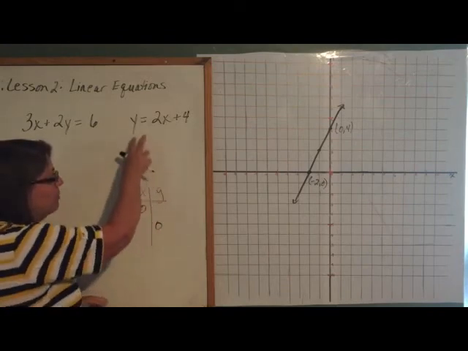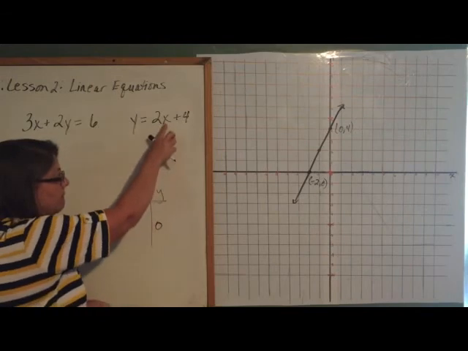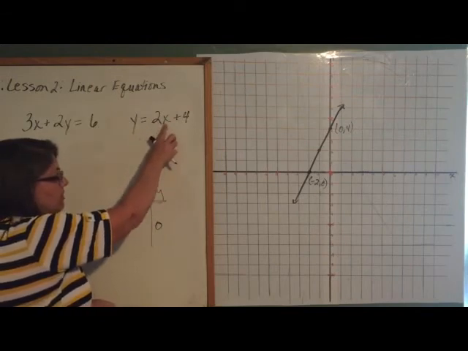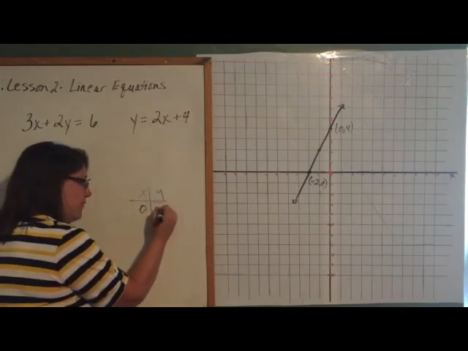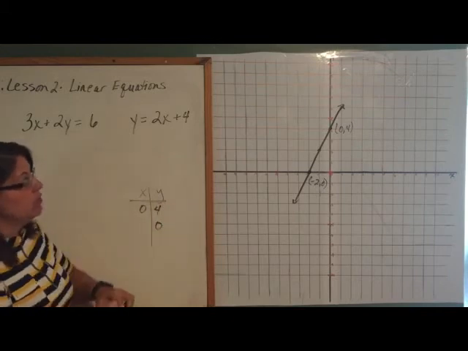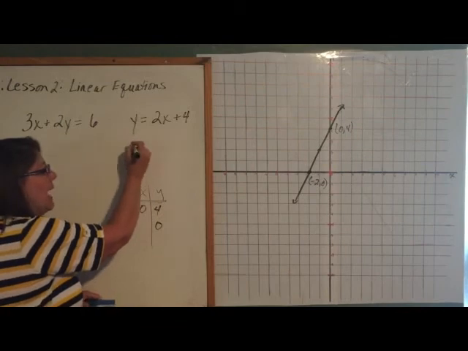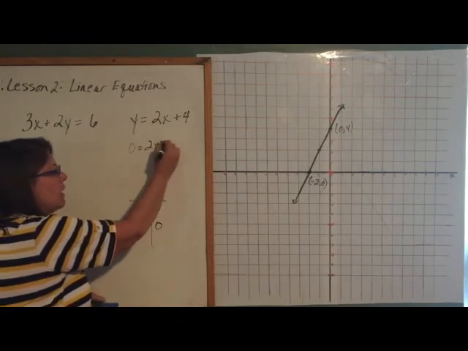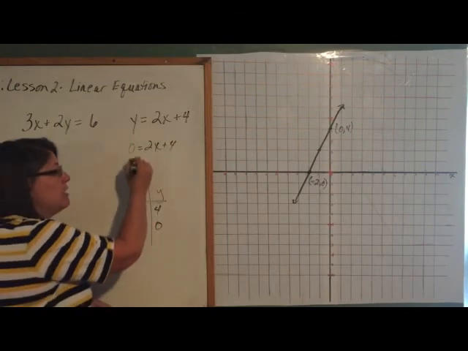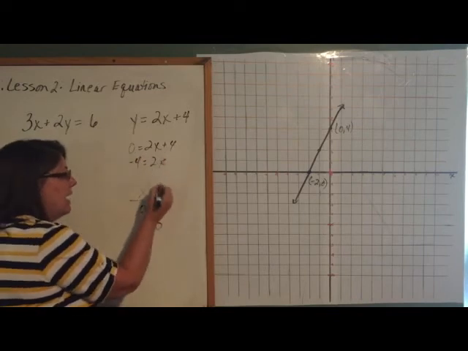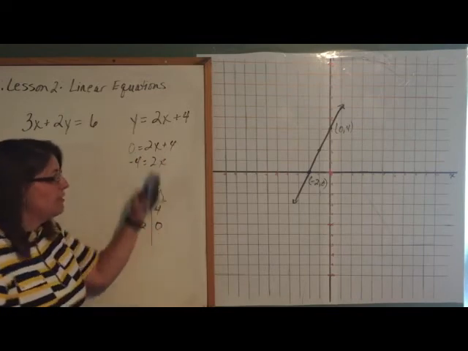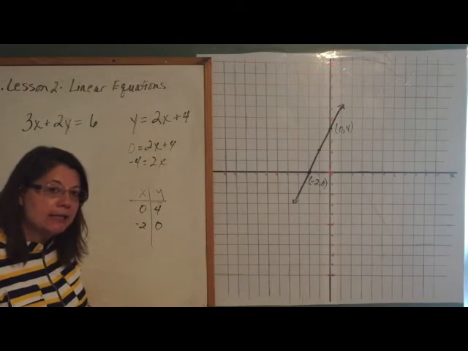So if I plug 0 in for x, well, that's going to give me 2 times 0 is 0, plus 4 is 4. My y-intercept is 4, which we knew based on the slope-intercept form. Or if I plug 0 in for y, 0 equals 2x plus 4, and then I just solve that equation, x will be equal to negative 2. So there's how I can do it algebraically.